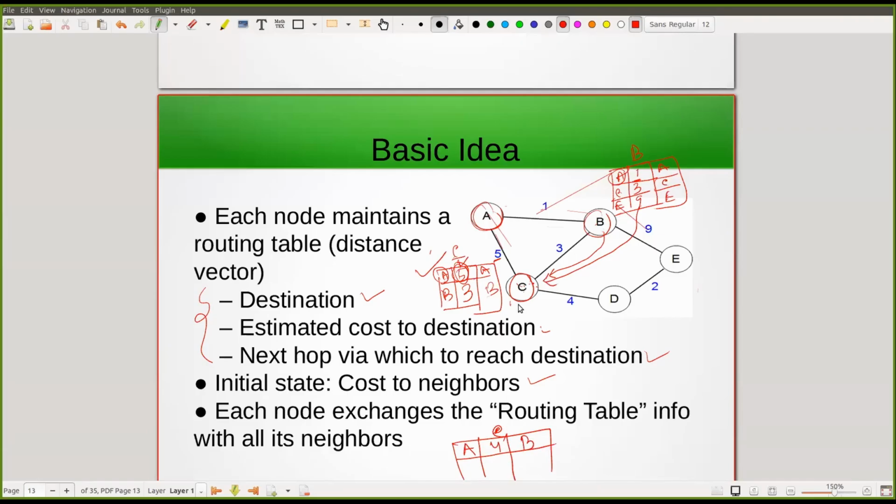So I should update my distance vector based on the information, or the distance vector, I have received from my neighbor. If, going through whatever information I have received, the cost to my neighbors is the least, then I should update that information in my table. If it is not, I should keep my table as it is. Okay, so that is the main idea of how this distance vector routing algorithm works.